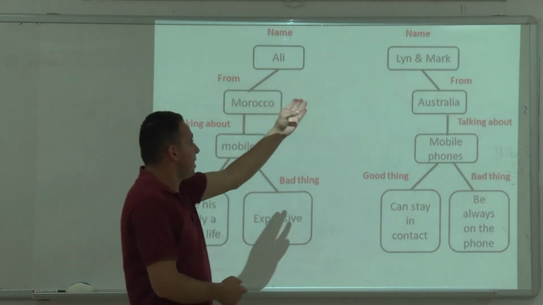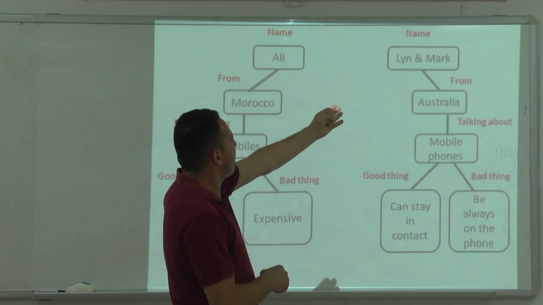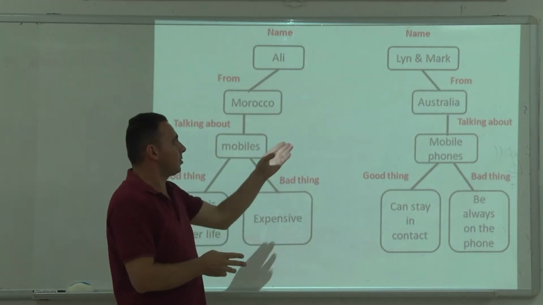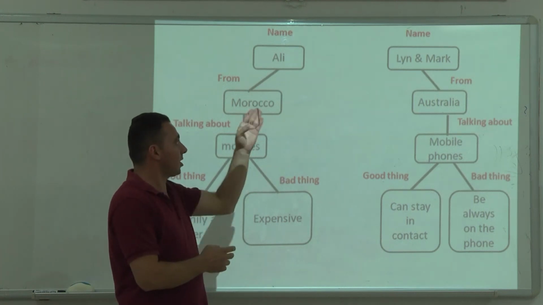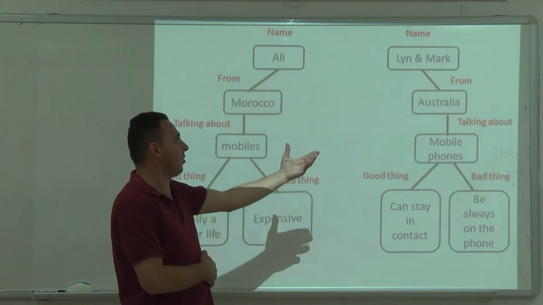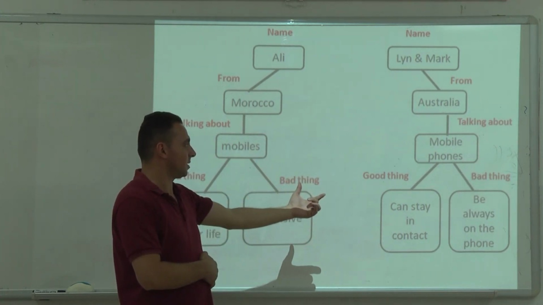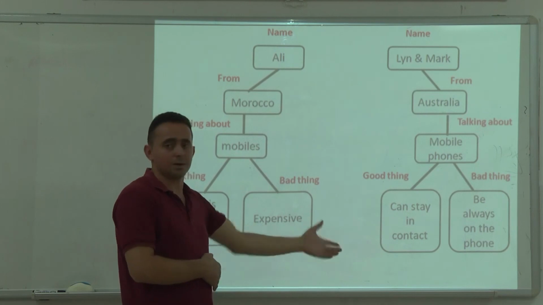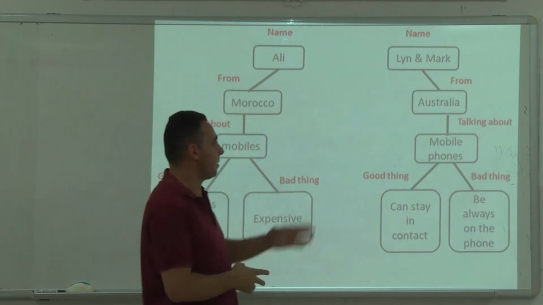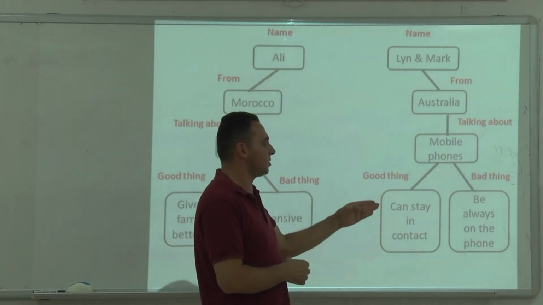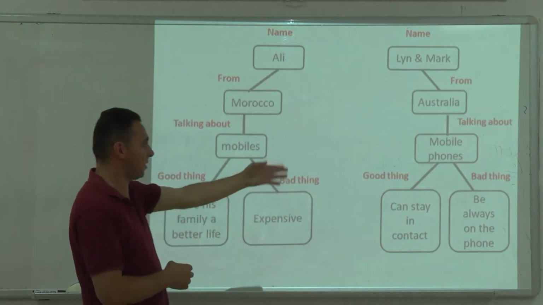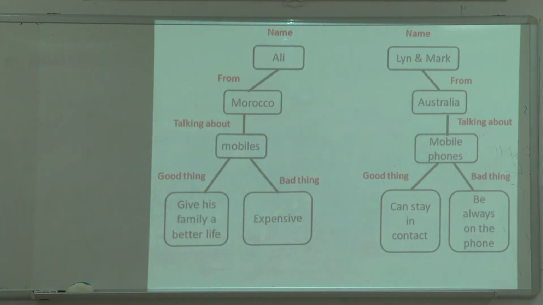Now, here we have Lee and Mark. They are from Australia. They talk about mobile phones. According to Lee and Mark, the good thing for mobile phones is they can stay in contact. خليهم على تواصل. The bad thing is being always on the phone. They spend their time texting and calling their friends on the phone. Now, let's continue.